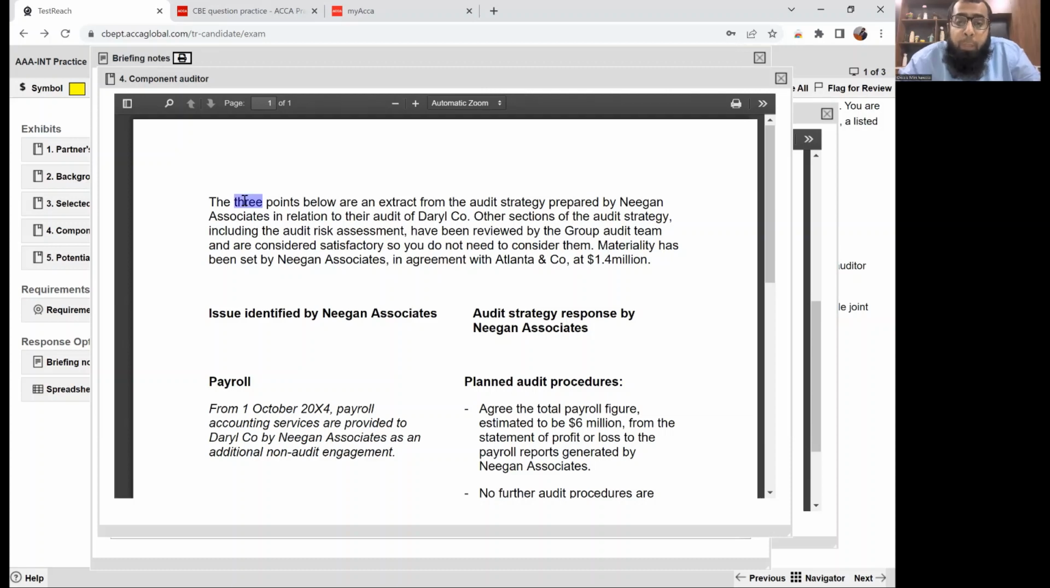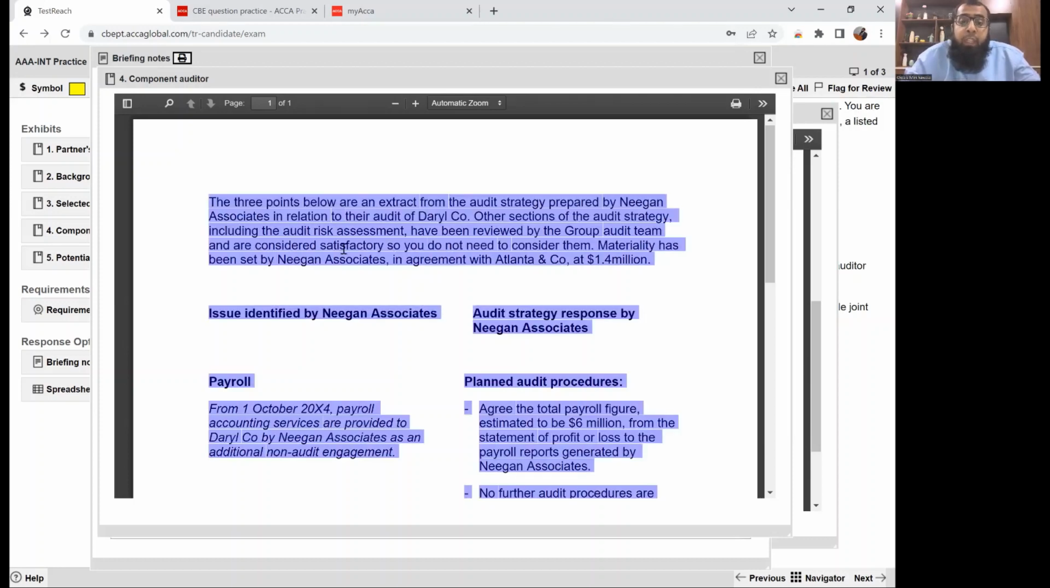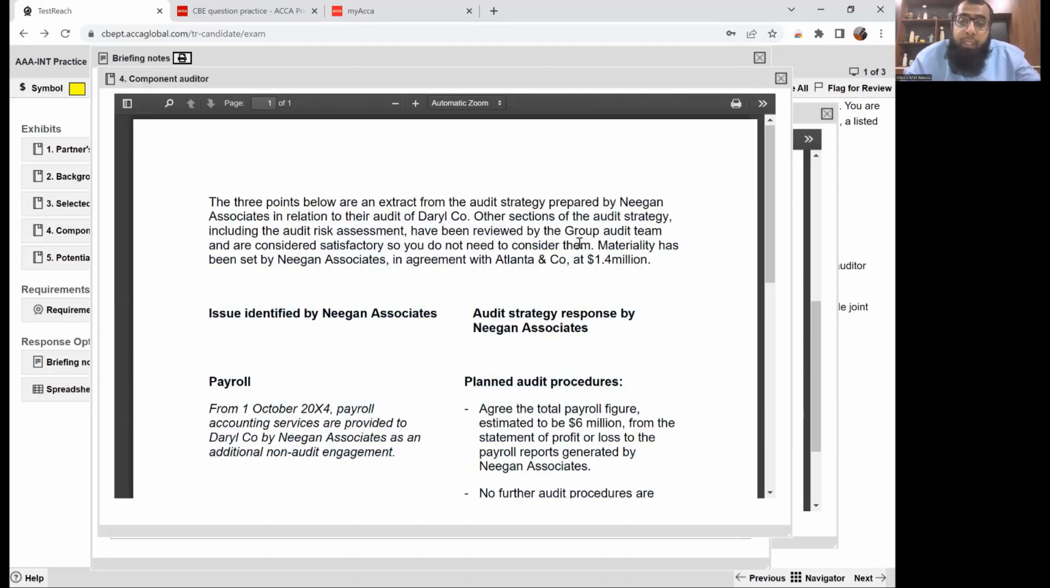The 3 points below are an extract from the audit strategy prepared by Negan Associates in relation to their audit of Darrell Company. Other sections of the audit strategy, including the audit risk assessment, have been reviewed by the group audit team and are considered satisfactory, so you do not need to consider them. Materiality has been set by Negan Associate in agreement with the Atlanta company at $1.4 million.